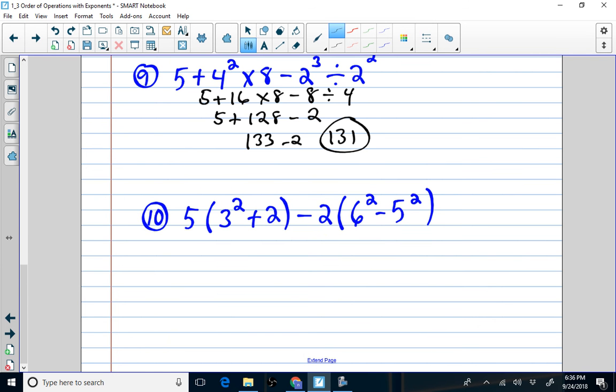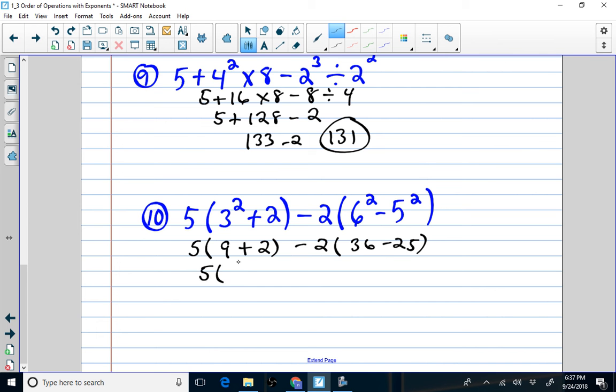Then this last example on this page, I have to do my exponent first. So this is 5 parentheses. 3 squared is 9 plus 2, right? We have to do the exponent within the parentheses. Minus 2 parentheses. 6 squared is 36. 5 squared is 25. So your first step, do the exponents within the parentheses.